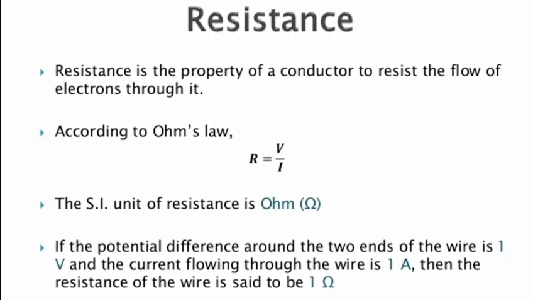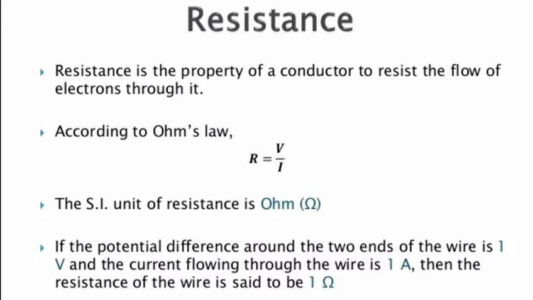From Ohm's law, a new term arises, that is resistance. What is resistance? Resistance is actually the inherent property of a conductor to resist the flow of electrons through it. From Ohm's law, we have R, the resistance, is equal to potential difference upon current. That means resistance is inversely proportional to current.